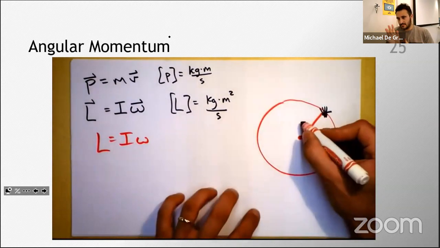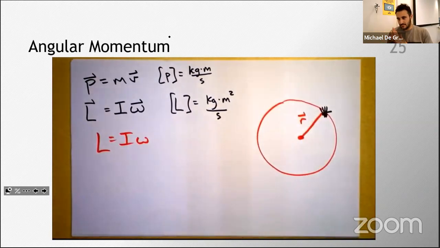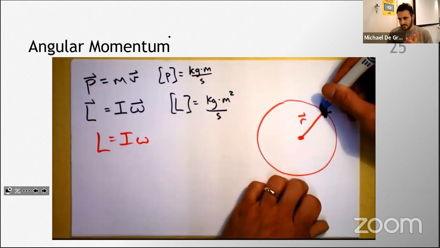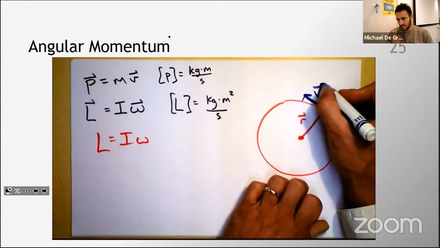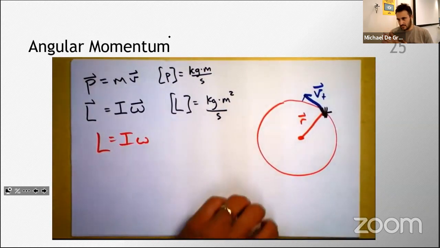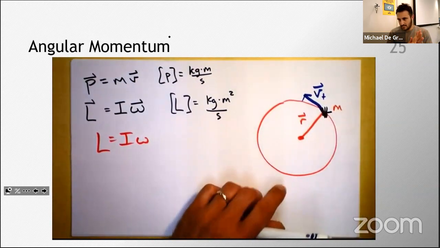So we could define this distance to be r, and we've got some velocity there, v. We'll say it's going in a positive direction. That's tangential speed, that direction. And it's got some mass. The severed hand has mass m.